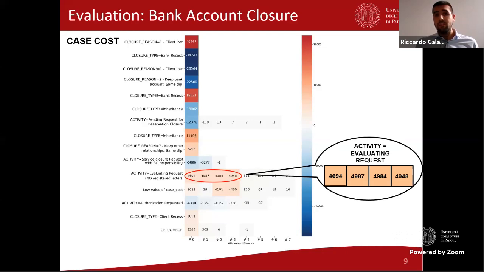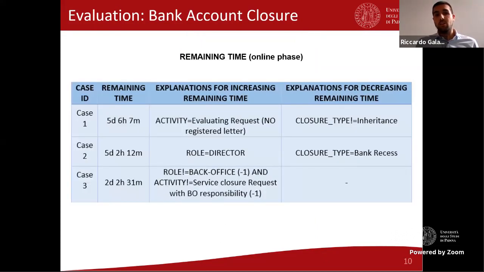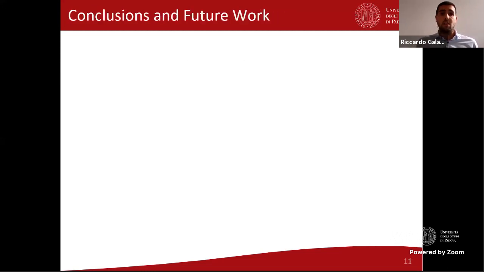And another important attribute is activity evaluating request not registered letter. This activity is performed by a resource director that of course yields higher costs, and also the fact that this activity has been performed in the past, as you can see by this tail, is still influencing the prediction, increasing the case cost. This is an example of the online phase in which we have different running cases, and for each running case we have a remaining time prediction, for example, and explanations that are increasing or decreasing the KPI, in this case the remaining time.